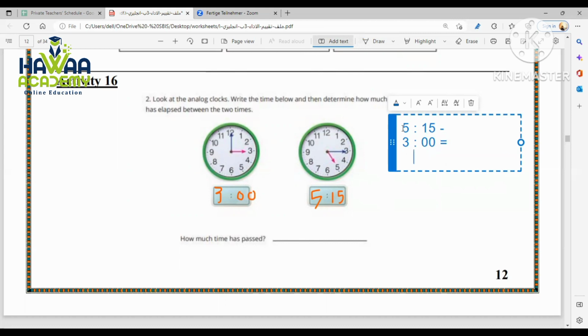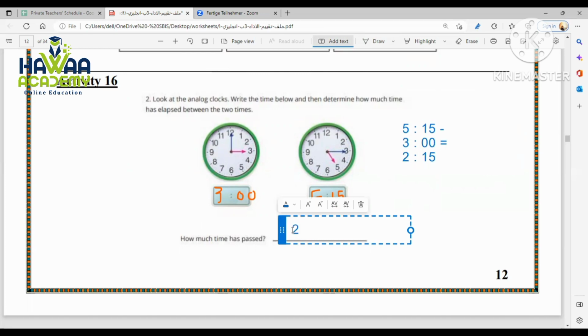So here we're starting with the minutes part. 15 minus 0 is going to be the same, 15. And 5 minus 3 is going to be 2. So what time has passed is 2 hours and 15 minutes.